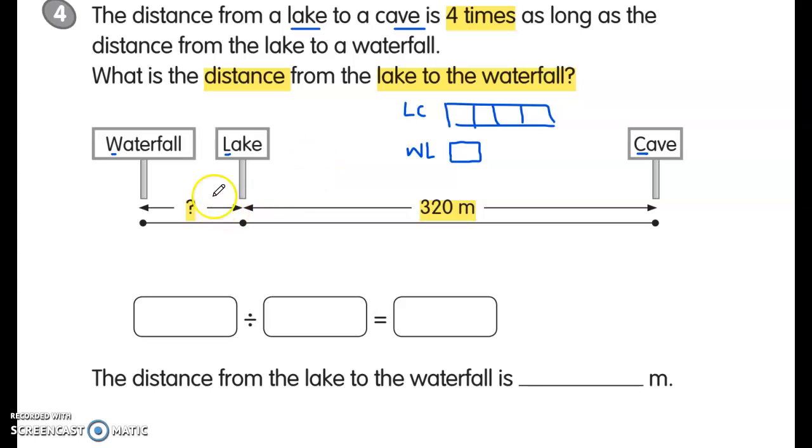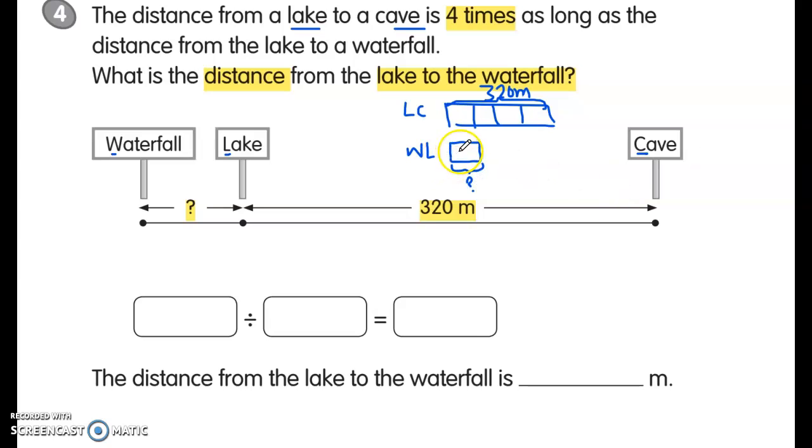Now, let's fill in what we know. From the lake to the cave, do we know the distance? We know. So that means the whole bar over here is 320 meters. Do we know from the waterfall to the lake? We do not know. So this will be a question mark.